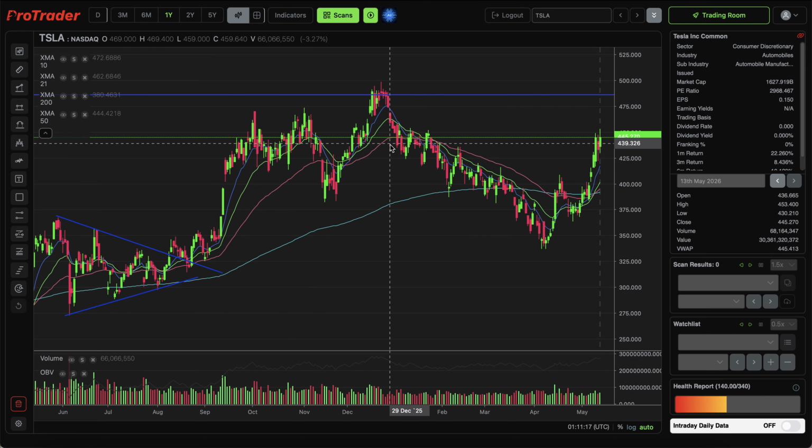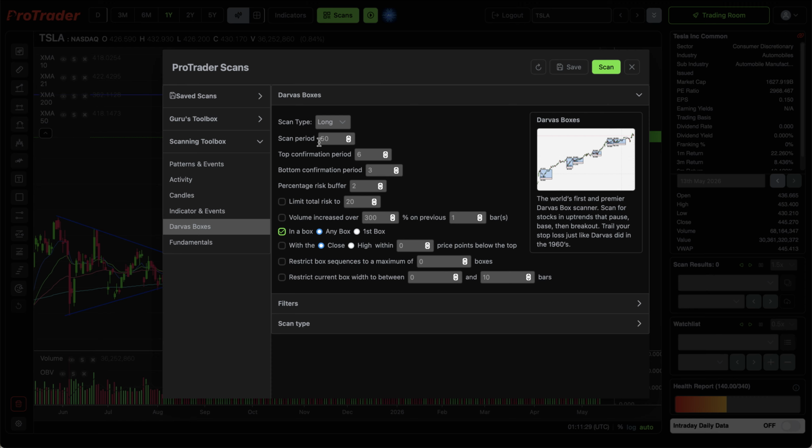This is kind of many scans in one, because I can sometimes change the scan period around. So this scans for, say, at the moment, a 50-day high that then forms a Darvis box. I always put the top confirmation at the default setting of 3, but I change it to 6 or 7 usually. And I play around with this number. Sometimes it's 50, sometimes I'll drop it to 20, sometimes I put it at 200, okay?